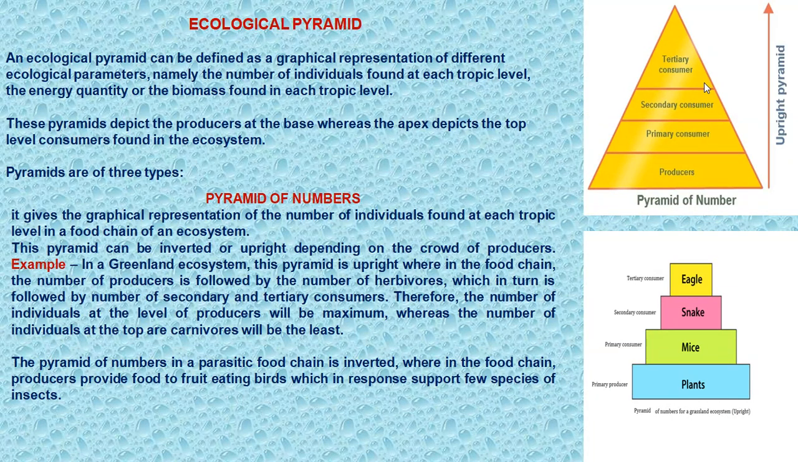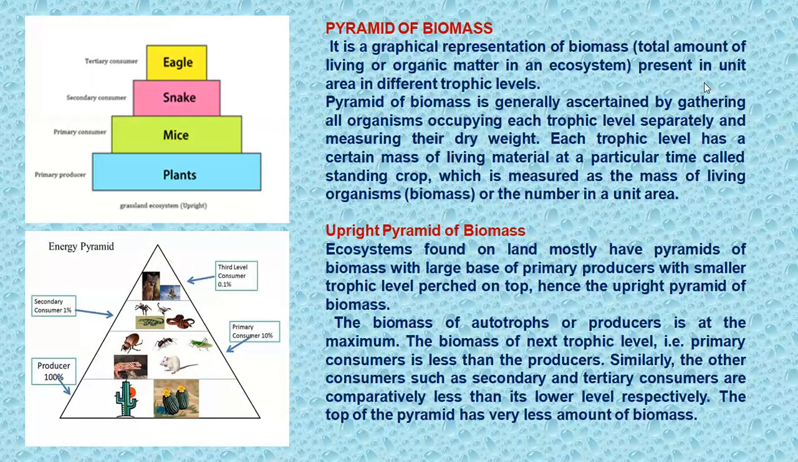Why? Because in this food chain, producers provide food to fruit eating birds, which in response support few species of insects. Now we discuss pyramid of biomass. It is a graphical representation of biomass. Biomass is the total amount of living or organic matter in an ecosystem, present in unit area and different trophic levels.